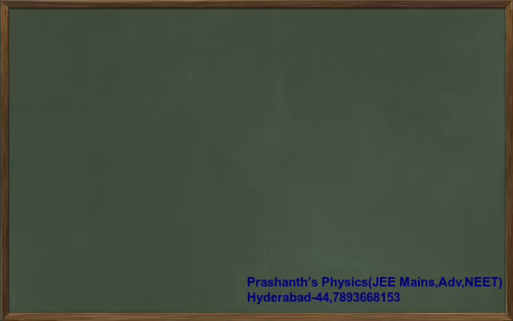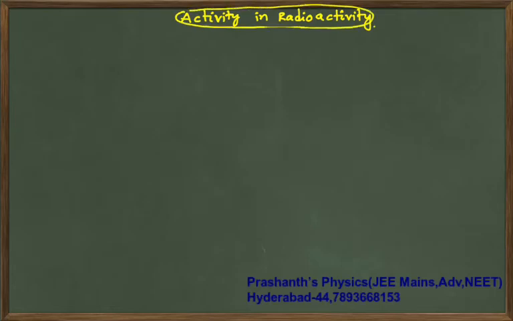In today's class, what we are going to see is activity in radioactivity. In the previous class, we have seen that if you have n naught number of nuclei initially at t equal to 0, after time t if n number of nuclei are there, then n is n naught times e power minus lambda t.